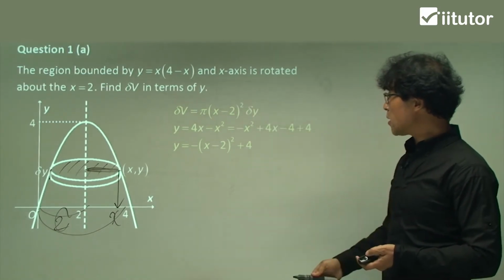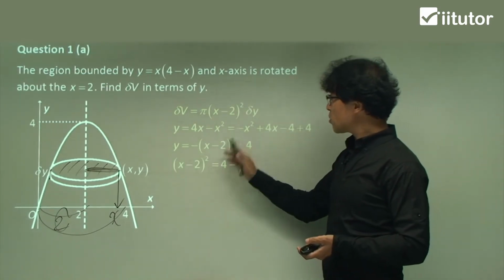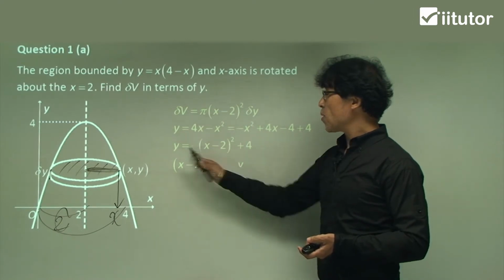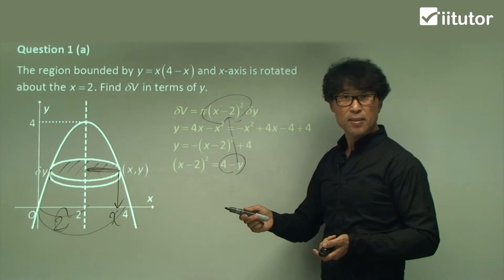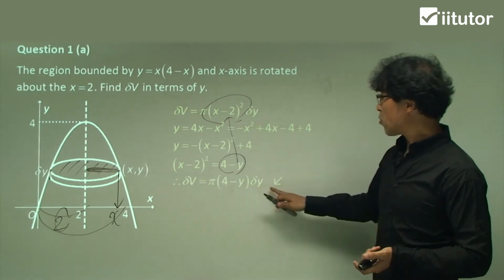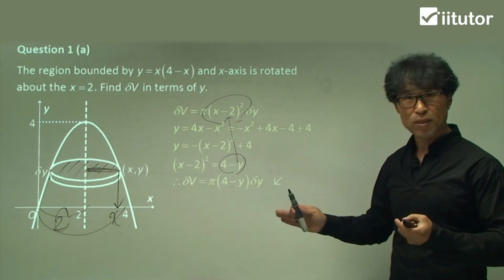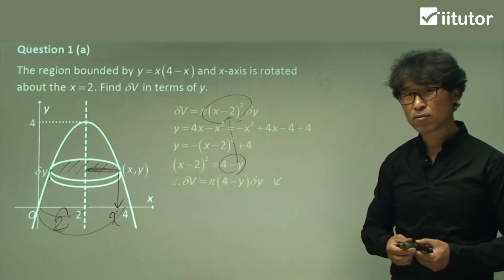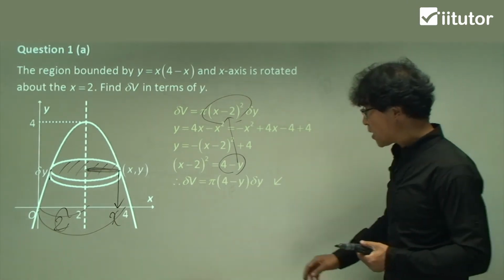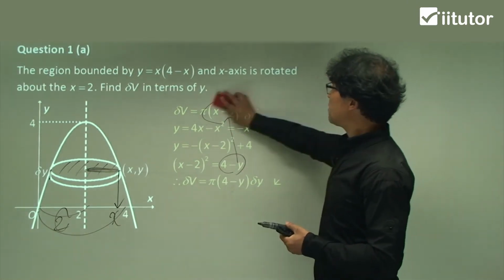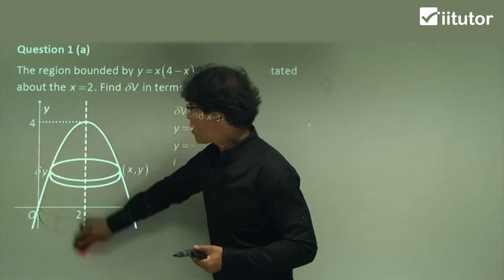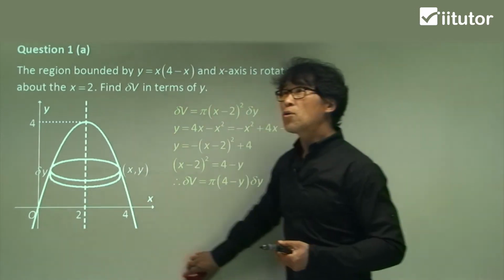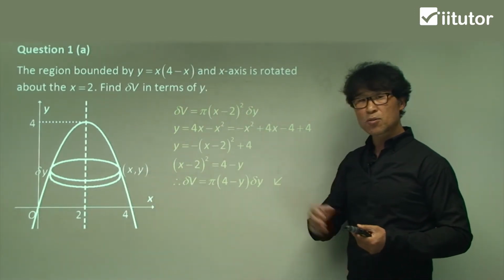Okay, so what I like to do: (x minus 2) squared equals 4 minus y. This will replace that, so everything is written in terms of y. This is what we want, and that's what the question asks us to find. All making sense, guys? I explained how to find the volume, and how you can identify whether to use delta x or delta y.